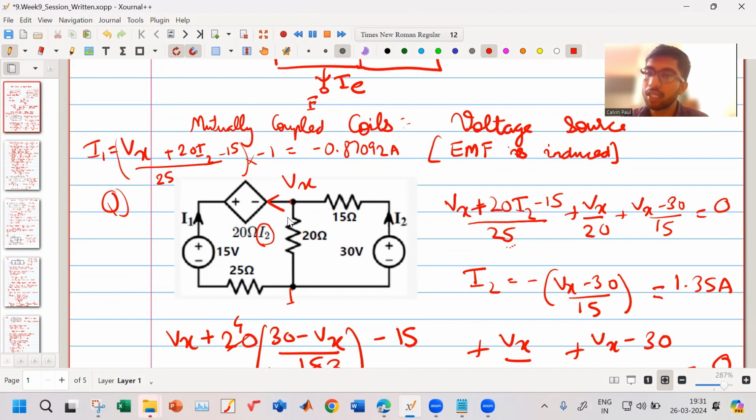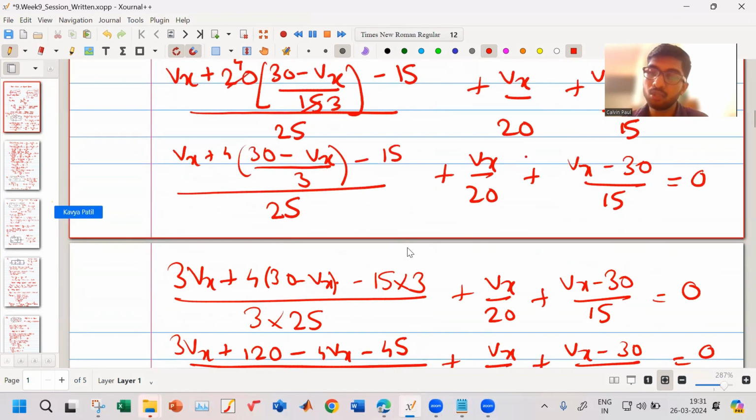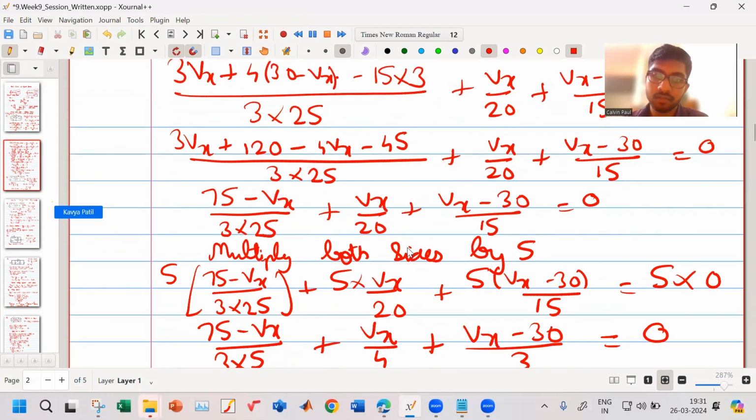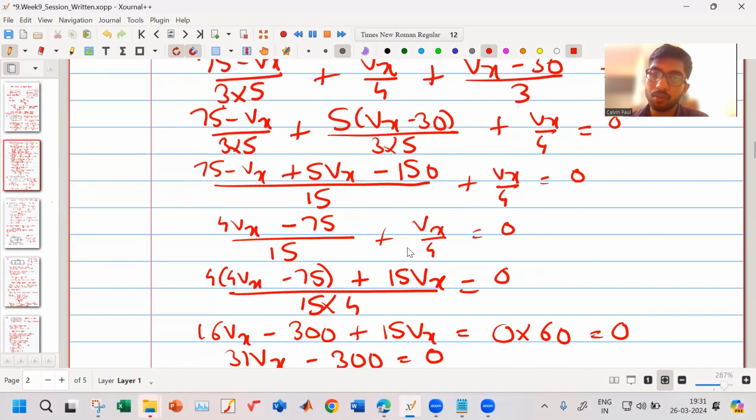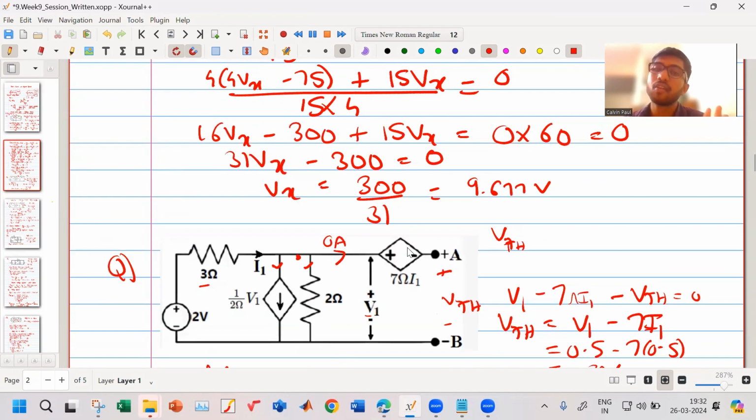First we solved it using nodal analysis. Then it was very tedious. It became huge and huge and huge, so it was a bit complicated. Then later on we solved it using mesh analysis. It was much easier.